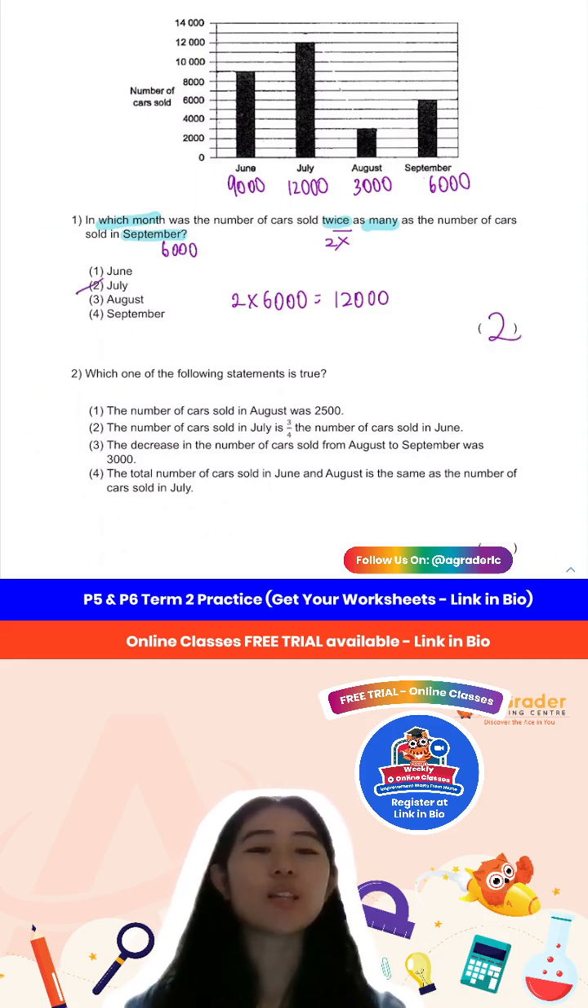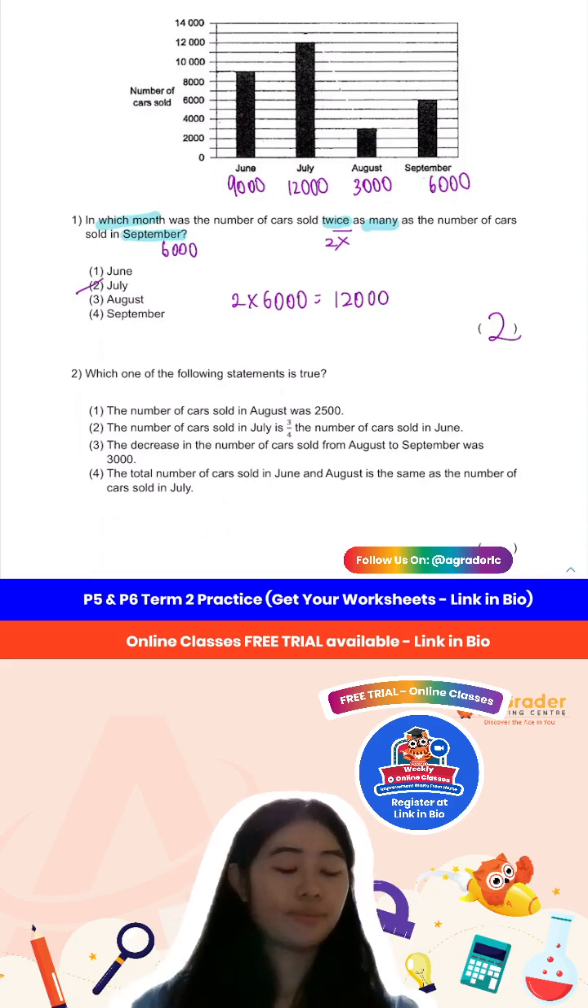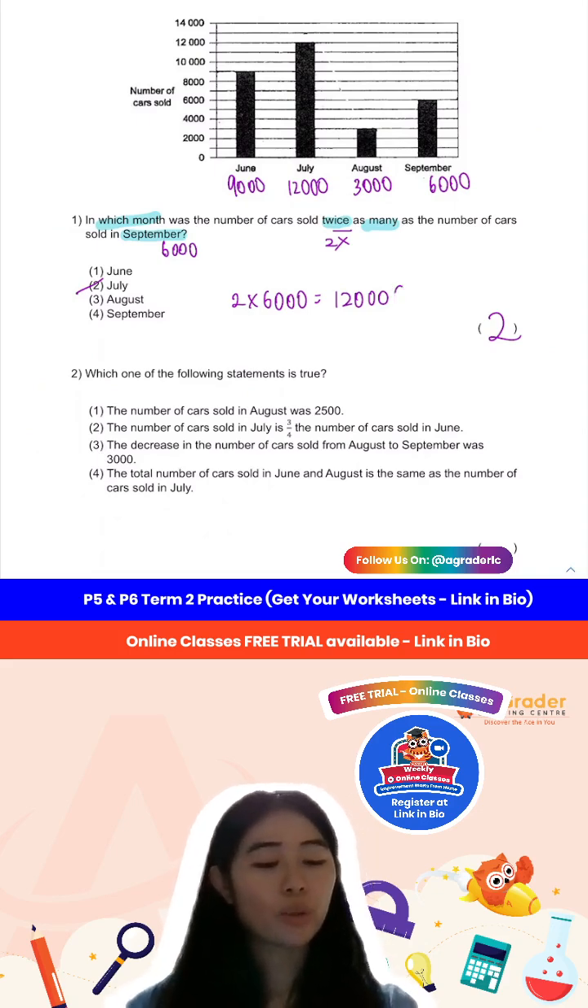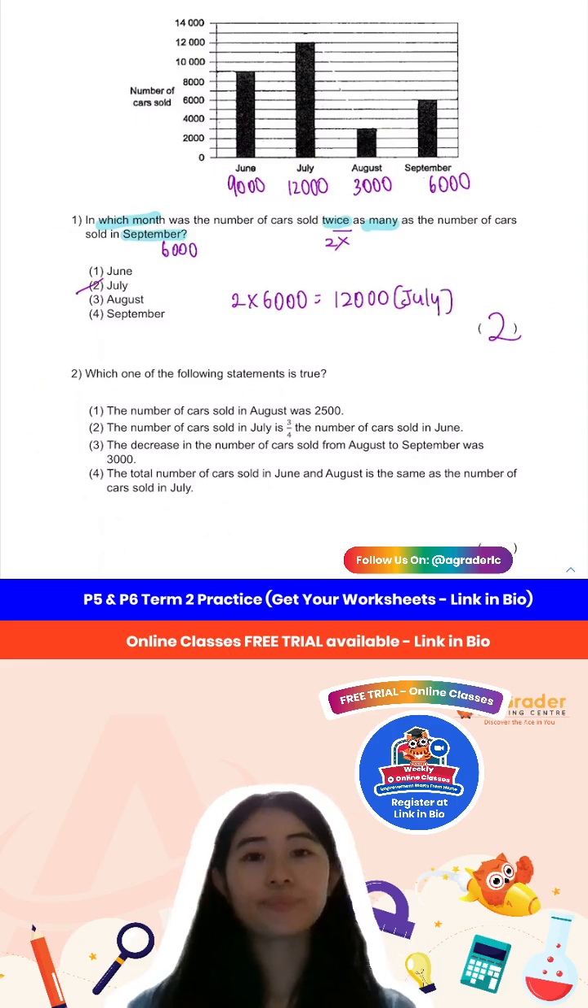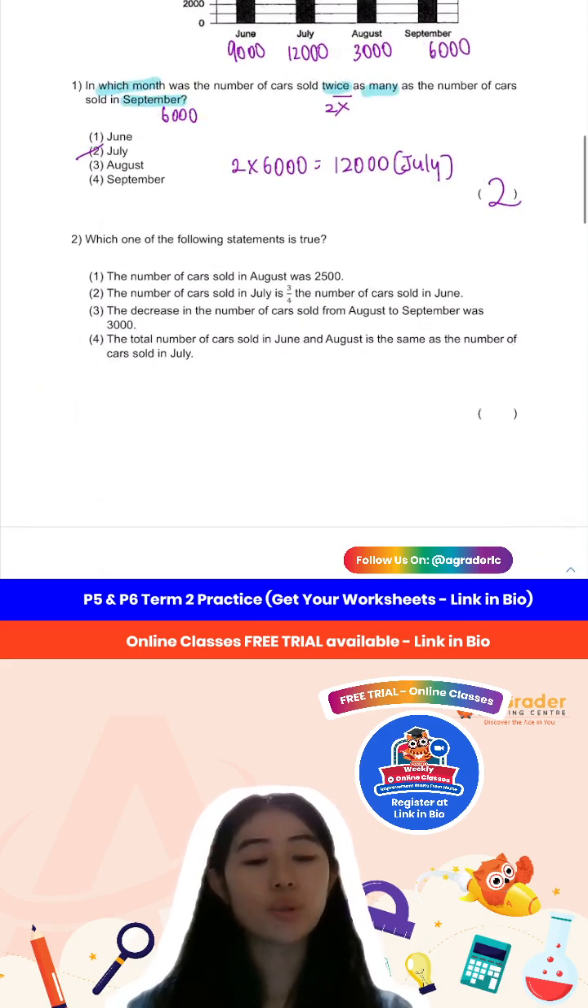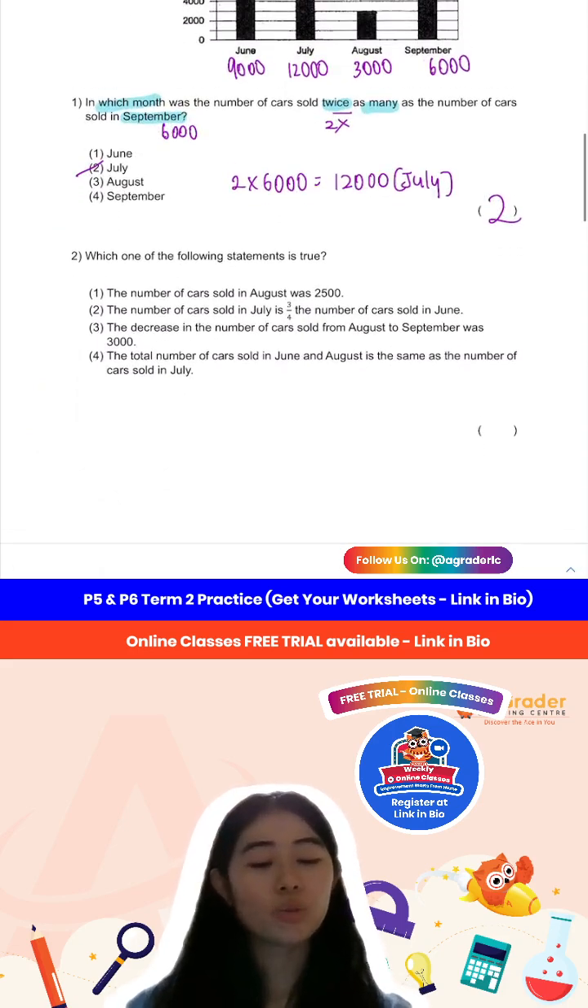Junho, how come you're still saying it's option 3? 12,000 is July, what? It's option 2. Okay, so those of you who said number 2, that's correct. Okay, so I'll write here 12,000 is for July. All right, so first question was okay, not too difficult.